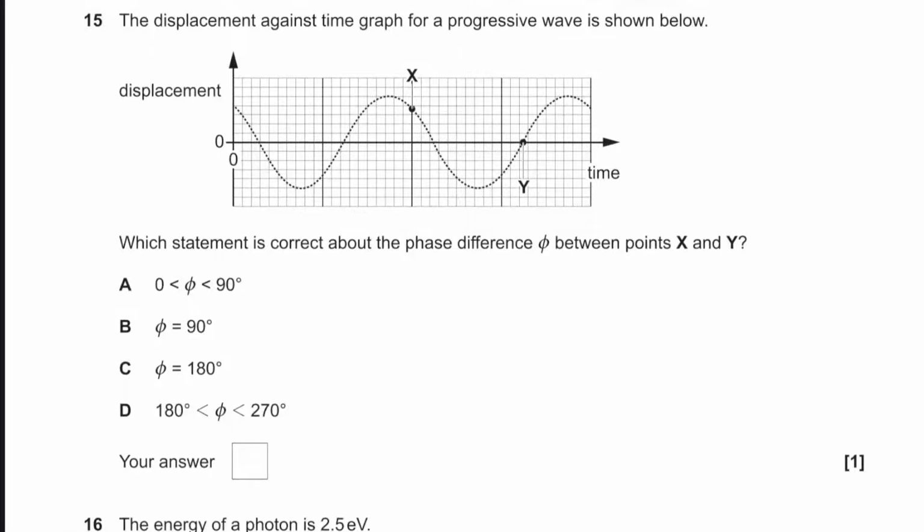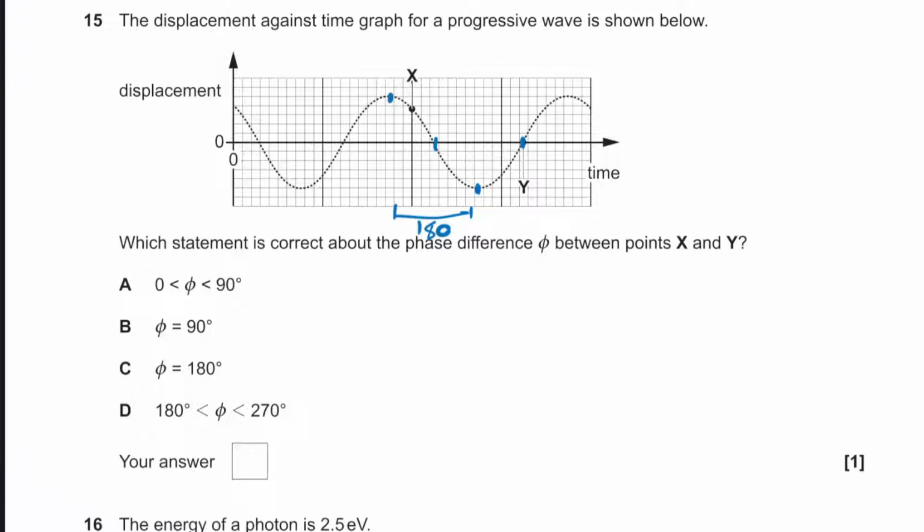15, space and time graph. Which statement is correct about the phase difference between points X and Y? Okay, so it's basically greater or less than 90 degrees, whatever. So this point and this point are, sorry, they're 180 degrees apart. So that to there is 180 degrees. No, this is in the middle, and therefore it's got to be greater than 180.